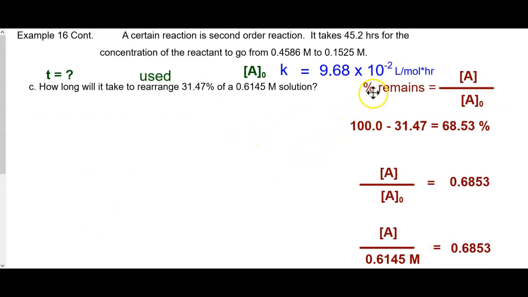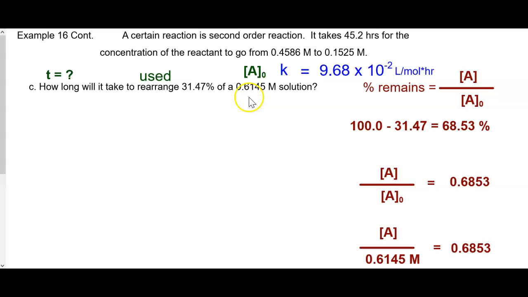So here then we know that percent remains is A over A naught. We have to subtract from 100 because we don't have remains, we have used. So we take 100 minus 31.47, we get 68.53%. And then remember, percent remains equals A over A naught. A over A naught equals 0.6853.